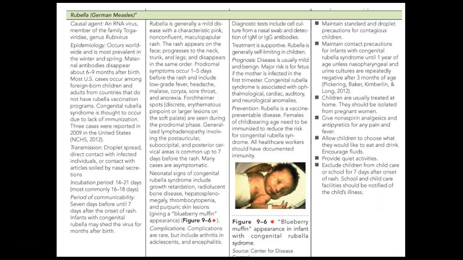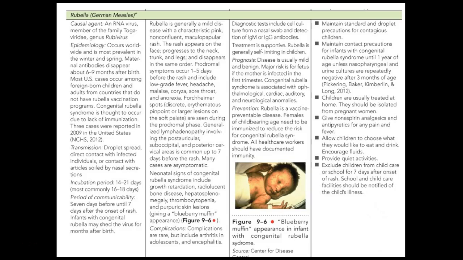Complications are related mainly to arthritis in adolescents and encephalitis. Treatment is supportive because rubella is generally self-limiting in children. The major risks with this disease happen to be for the fetus if the mother is infected in the first trimester, because that's when we start to see this congenital rubella syndrome. And oftentimes it's associated with eye problems, cardiac problems, auditory, and neurological problems.